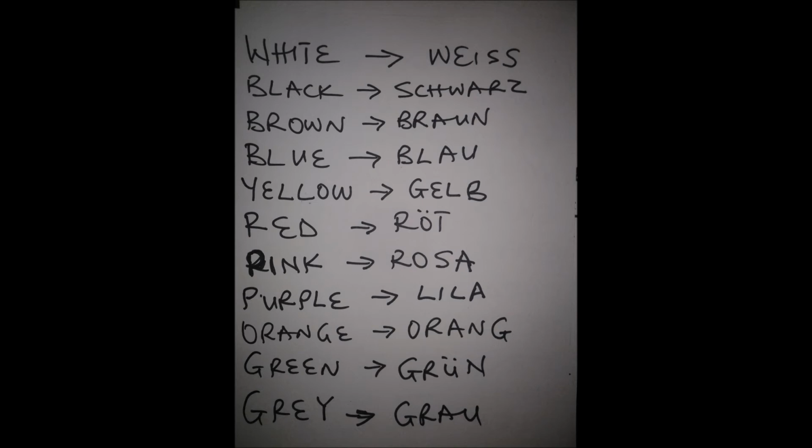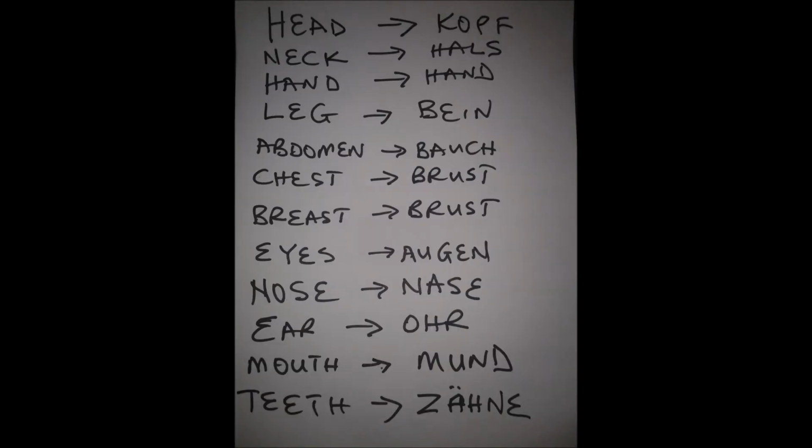So now we are going to talk about parts of the body. Head is Kopf. Neck is Hals. Shoulder, I didn't write it here. Shoulder is Schulter. Hand is Hand, like in English too. No difference. But leg is Bein.